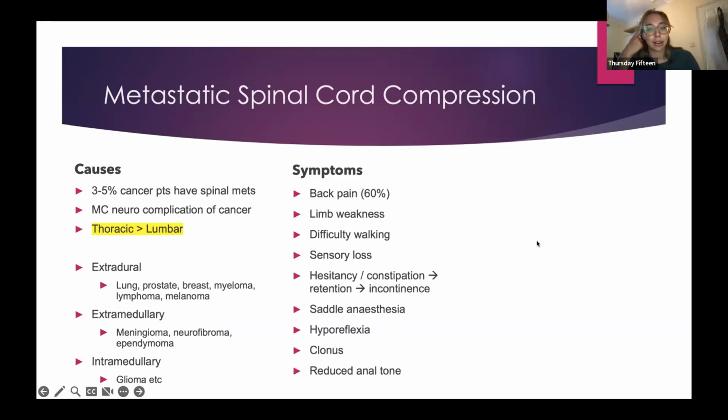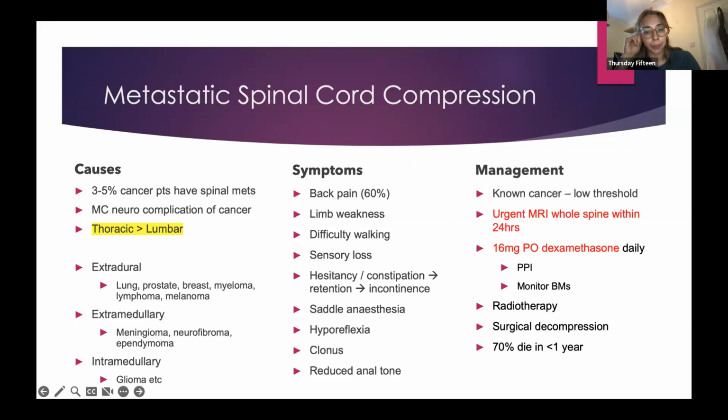Symptoms, so classically you get back pain, limb weakness, difficulty walking. Sometimes people describe it as walking on cotton wool. And then the urinary and bowel symptoms might start off more insidious, so a bit of hesitancy or a bit of constipation, and then progress to full-on urinary retention, and then progress after that to complete incontinence, so loss of control of bowel and bladder. You also get that saddle anesthesia, so you can't feel the tissue when wiping after going to the toilet, things like that, and some other neuro signs.